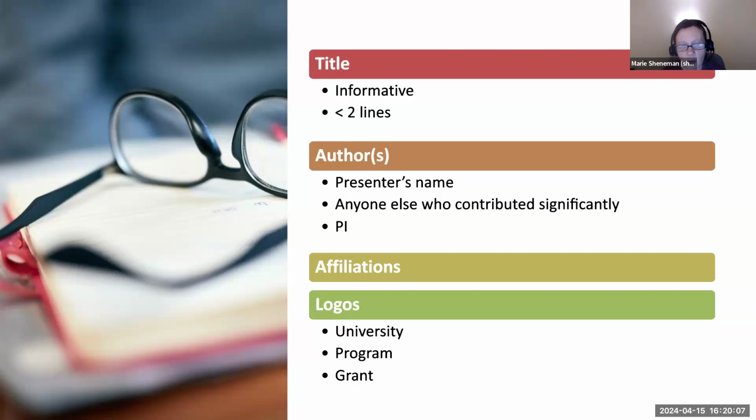For author, you want your name, you're the presenter. And it's customary to include anyone else who's contributed significantly, especially those in STEM: lab members, PI, people who have contributed notably to that research. You want to include them. And then you include affiliations.